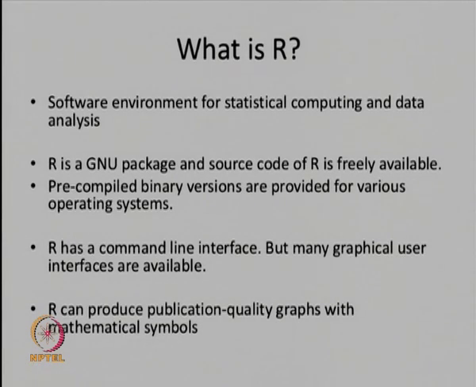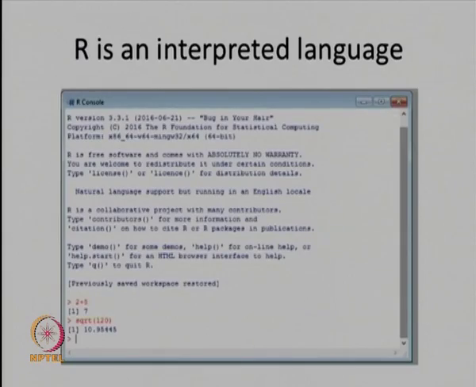But since for many users using a command line interface may not be easy to handle, there are open source softwares which provide a graphical user interface so that it is widely used. And the best part of R is that it can produce publication quality graphs with mathematical symbols. It's an interpreted language. This is just a print screen of the R console.